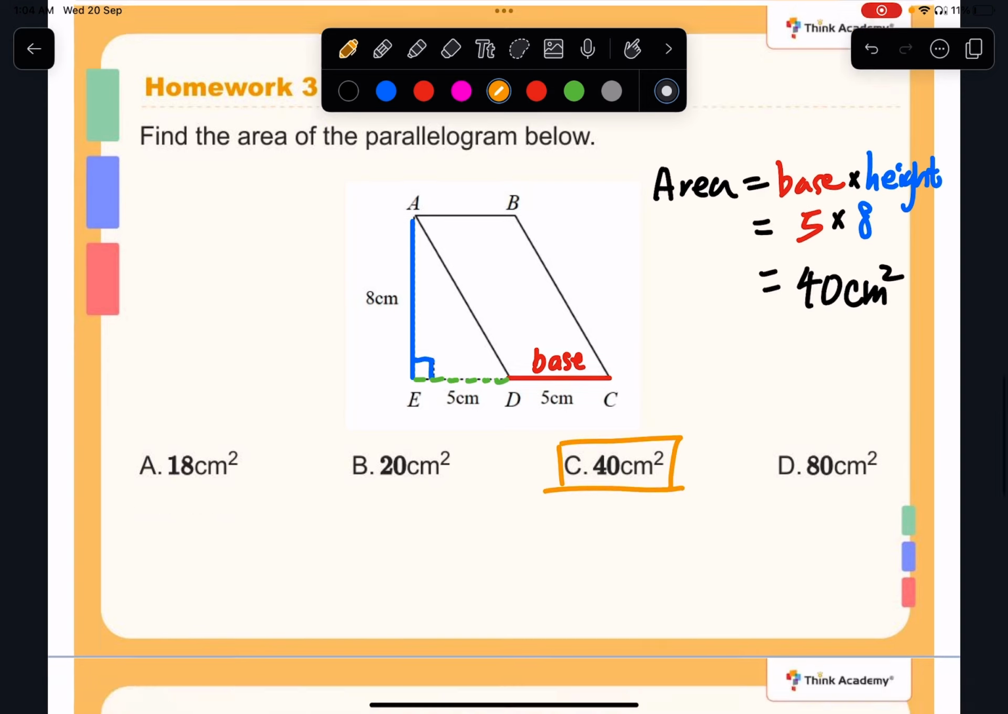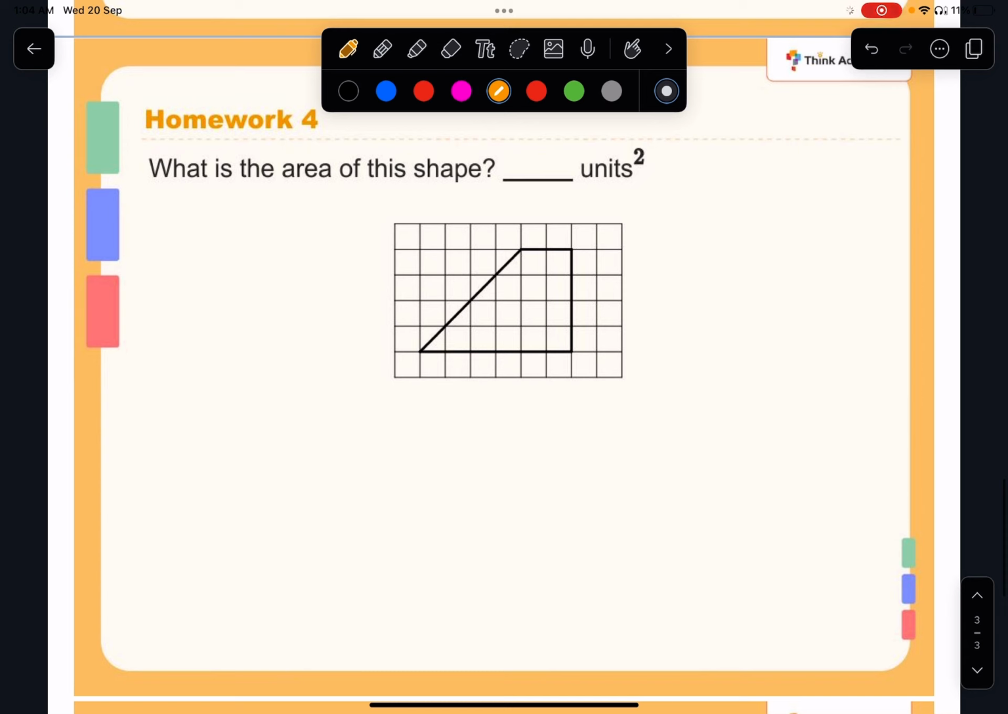Okay, let's go to question 4. What is the area of this shape? First, what is this shape? Is that a parallelogram? No, right? It is not a parallelogram. It is a trapezium. It is a trapezium. And we already learned about the formula for a trapezium. What is the area formula of a trapezium?